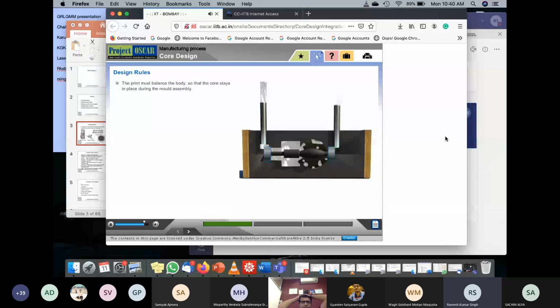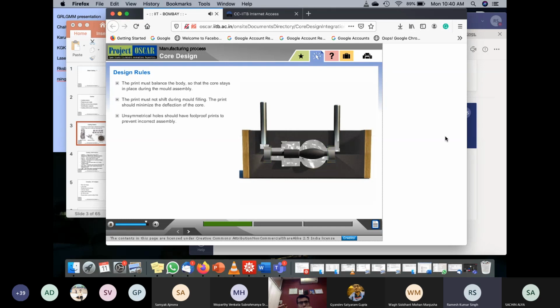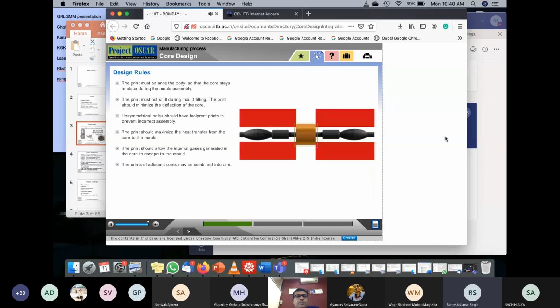The print must balance the body so that the core stays in place during mold assembly. The print must not shift during mold filling. The print should minimize the deflection of the core. Unsymmetrical holes should have foolproof prints to prevent incorrect assembly. The print should maximize the heat conducted from the core to the mold. The print should allow the internal gases generated in the core to escape to the mold. The prints of adjacent cores may be combined into one.